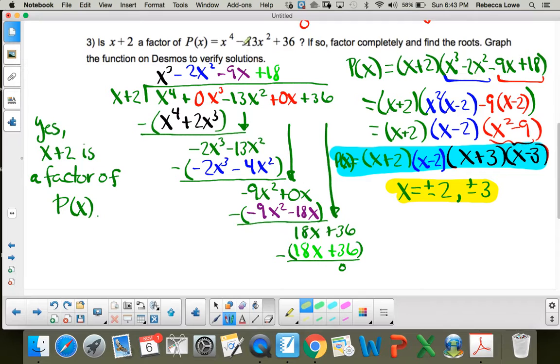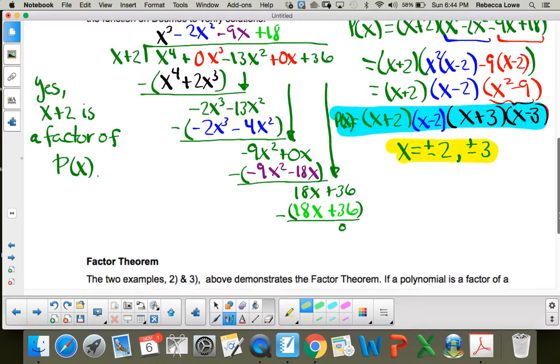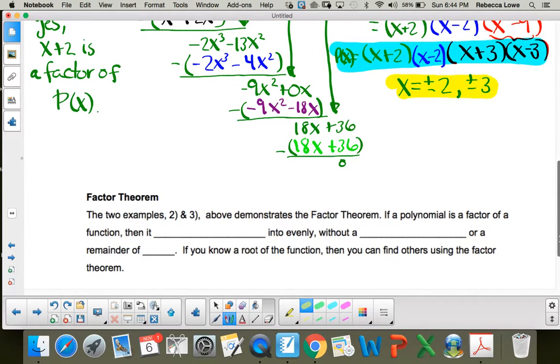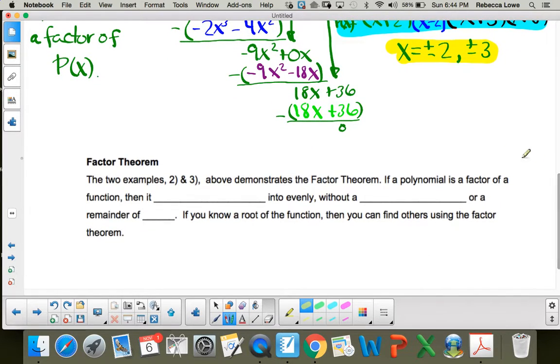and then the yellow shows the 4 solutions. Remember, the degree here is 4. That tells you the total number of solutions, whether they're real or complex. These happen to all be real. They certainly can be complex roots, and therefore they would be imaginary, that you couldn't actually see, but there are roots. So really what you guys are doing here is what's known as the factor theorem. And this reads that the 2 examples, number 2 and 3 above, demonstrate the factor theorem.